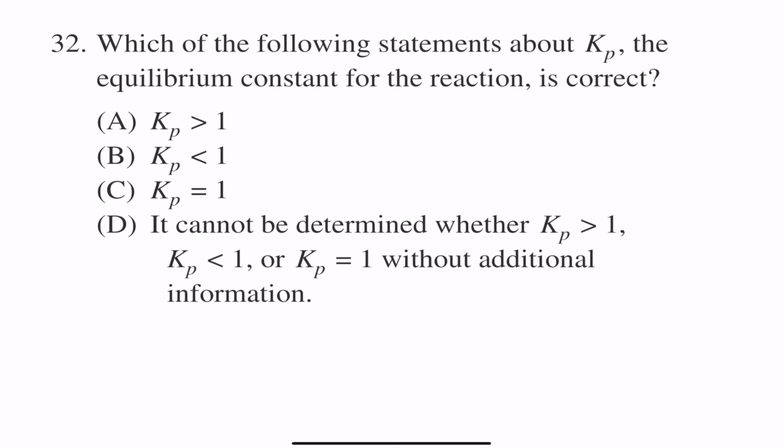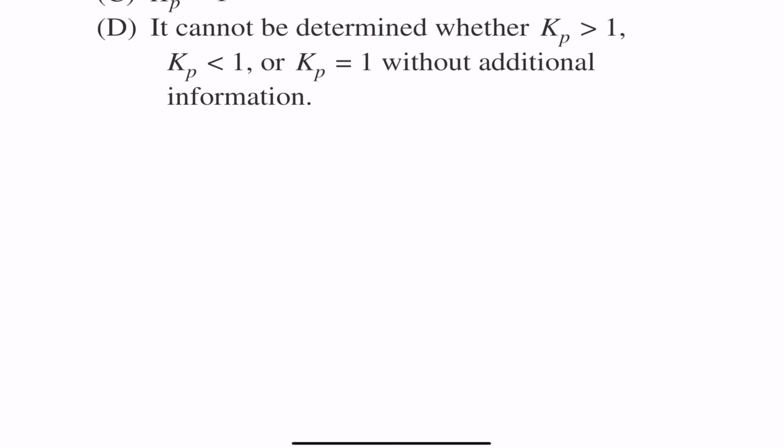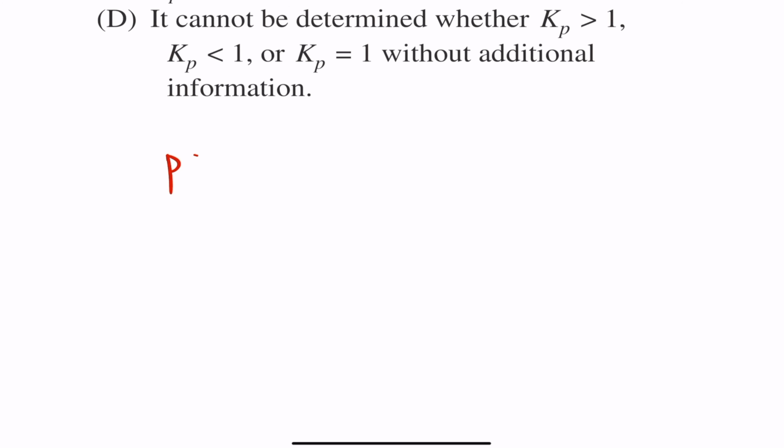Number 32, which of the following statements about Kp, the equilibrium constant for the reaction, is correct? So is K greater than 1, less than 1, or equal to 0, or equal to 1? I would have to do some calculations. So let's refer back to the ICE chart once again.